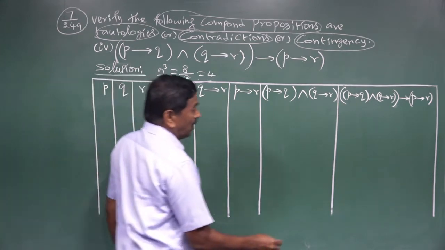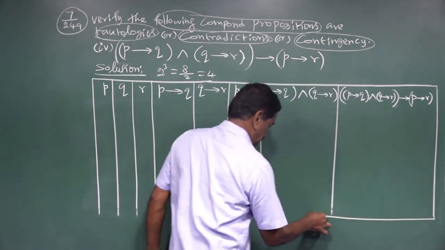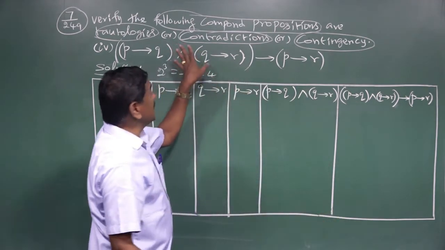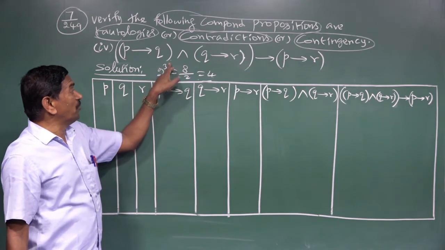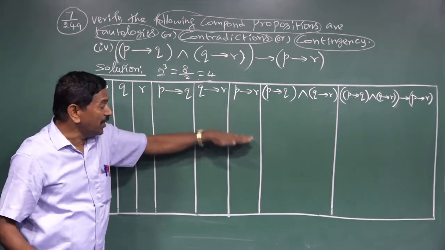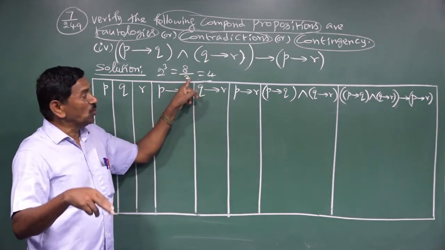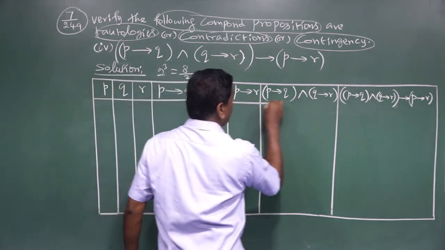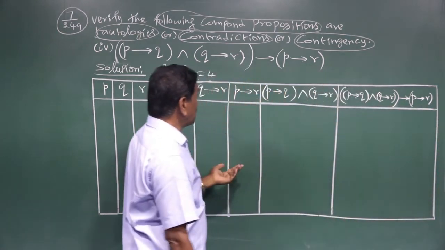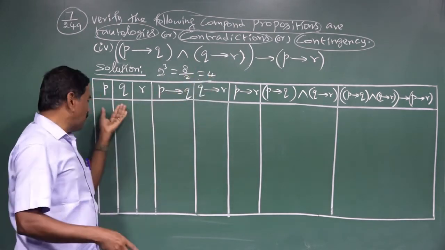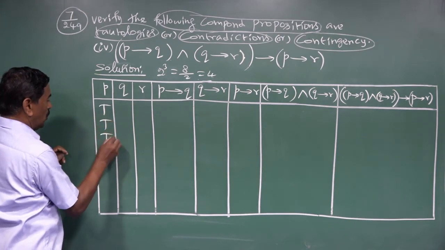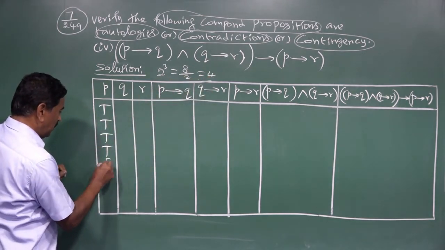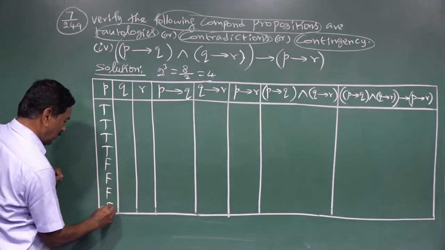Listen, first I want to complete my table. Yes, the table is ready. We already said there are three simple statements, therefore the number of rows in the truth table is 2 power 3, which is 8. There are 8 rows, in which 8 is divided by 2, so 4 true, 4 false. First, draw the 8 rows, and before that, here 4 true, 4 false. So first we fill like that. True, true, true, true. 4 true over. Next, 4 false: false, false, false, false, that's all.